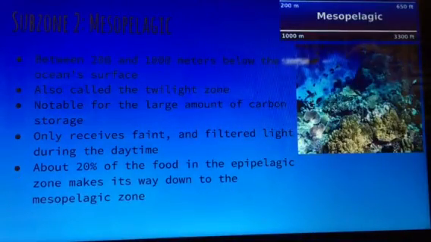The next subzone is the mesopelagic. This zone is between 200 and 1,000 meters below the ocean surface. This zone comes right after the epipelagic zone. It is also called the twilight zone. It is noted for the large amount of carbon storage within this zone. It also receives a very faint amount of filtered light during the daytime, but not the nighttime. About 20% of the food in the epipelagic zone makes its way down to the mesopelagic.